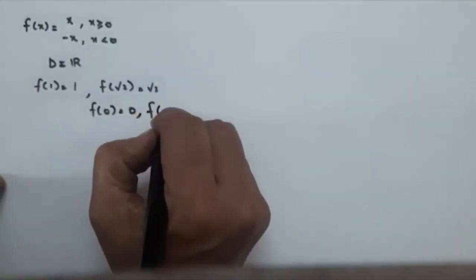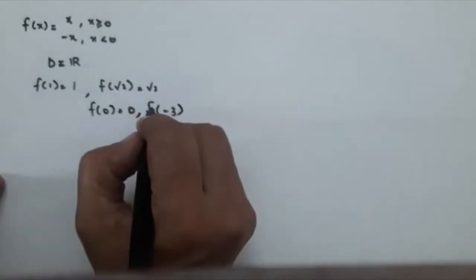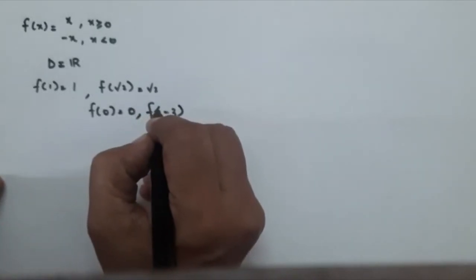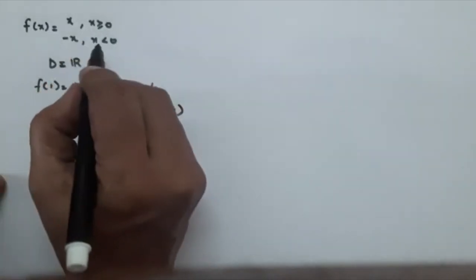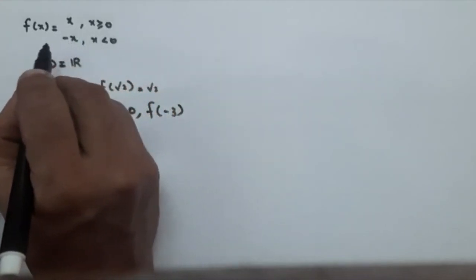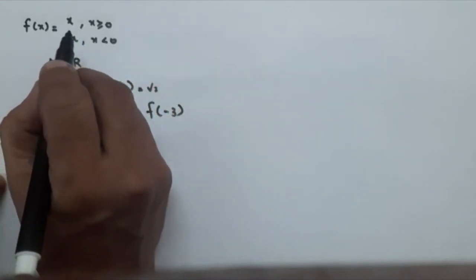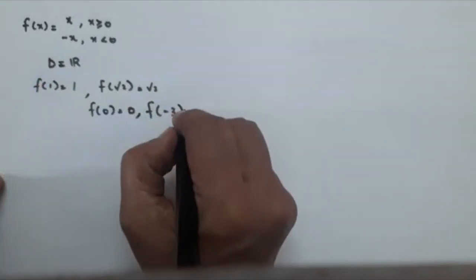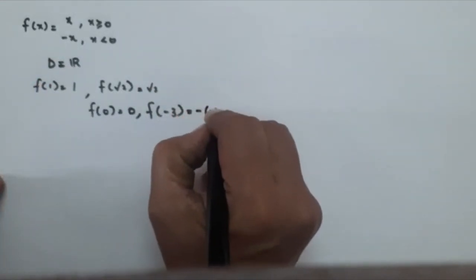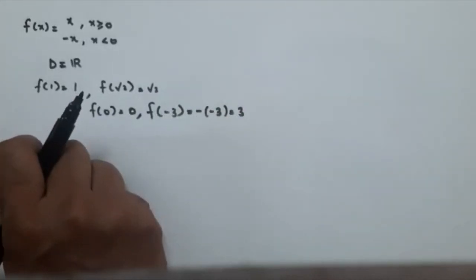What is f of minus 3? What about x here? X is minus 3, which is negative. When x is negative, the images are given by the negative of that. That means f of minus 3 is minus of minus 3, equal to 3. That is, if x is positive or if x is 0, f of x equal to that itself. And if x is negative, f of x equal to negative of that negative, which is positive.